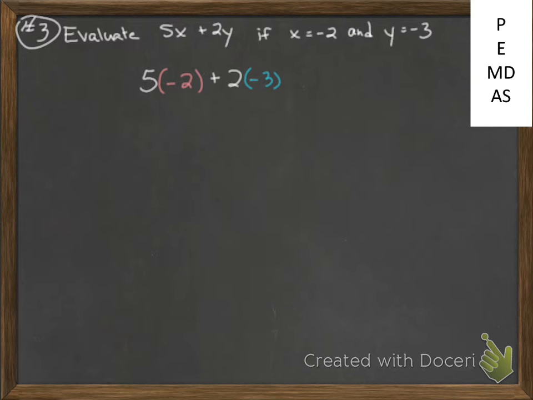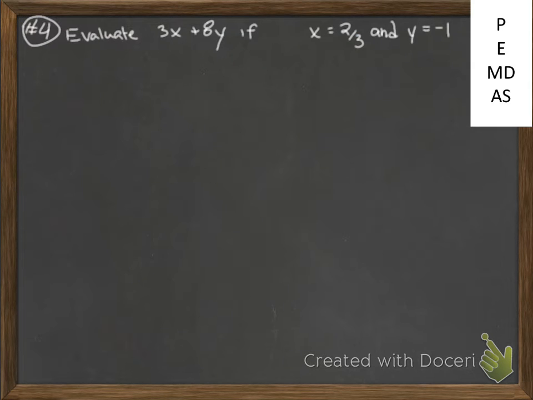So again, be careful here. Even though both of those numbers are negative, we're not adding or subtracting to the coefficient. We're multiplying. 5 times x is 5 times negative 2. So 5 times negative 2 is negative 10. 2 times y, that's 2 times negative 3, which is negative 6. So I have negative 10 minus 6, and that is negative 16.